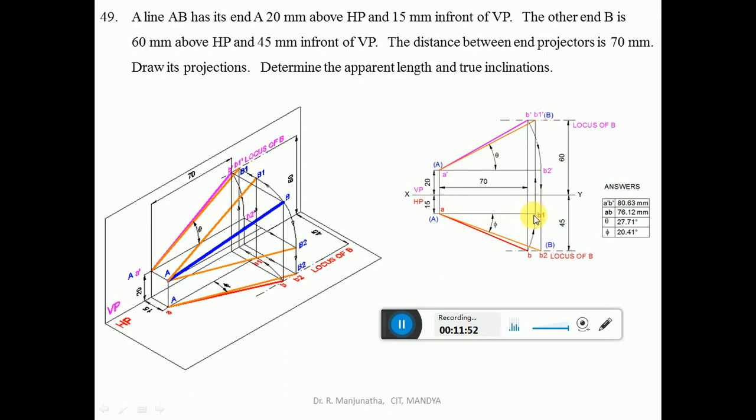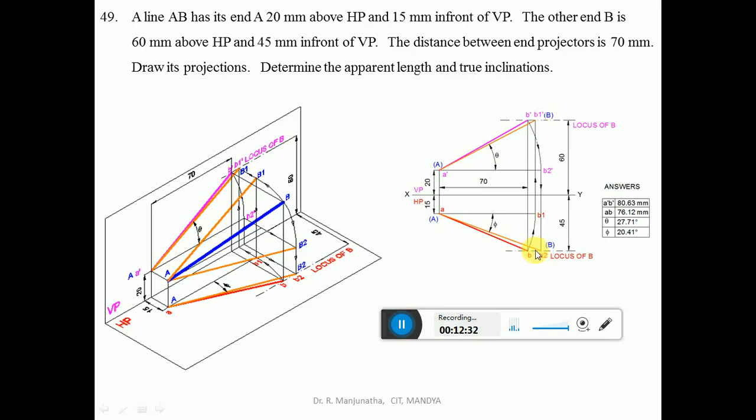Then from b1 you draw a vertical projector such that it will cut the locus of B in the front view. So you will get that point as b1 dash. Since this line ab1 is parallel to VP, we are getting the true length in VP. Since it's the true length, it means it is capital A and capital B. So you mark this as capital A and this as capital B, and join A dash B1 dash with a little bit thicker line than the projector line. Then measure the angle and denote that angle as theta, which is the true inclination with respect to HP.